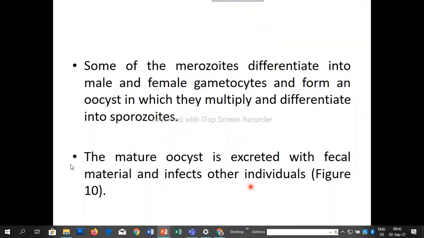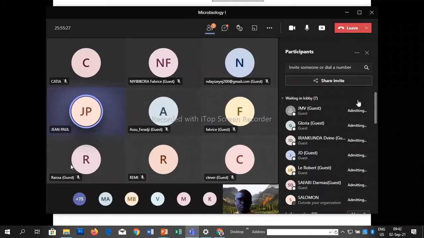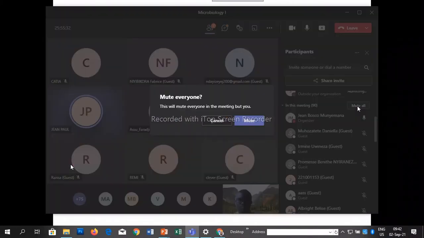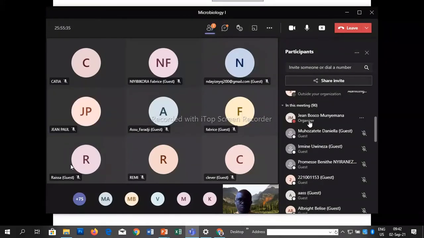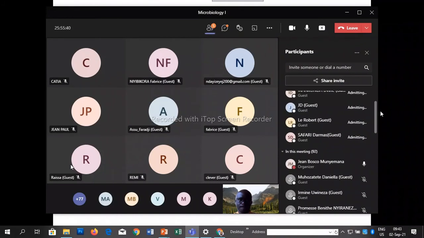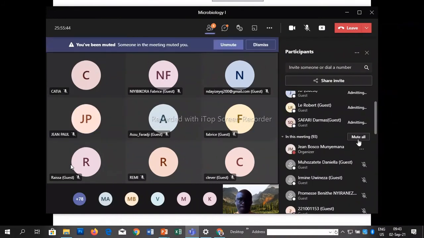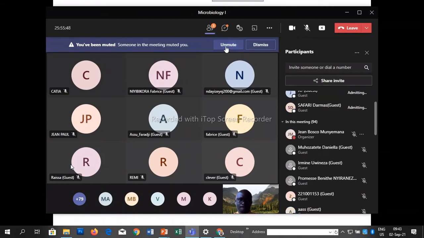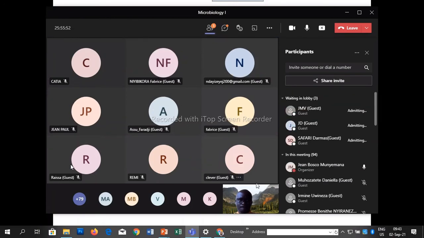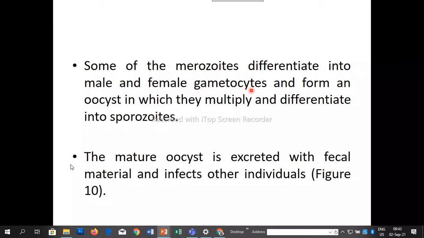Some of the merozoites differentiate into male and female gametes and form oocysts in which they multiply and differentiate into sporozoites. The mature oocyst is excreted with fecal material and infects other individuals.